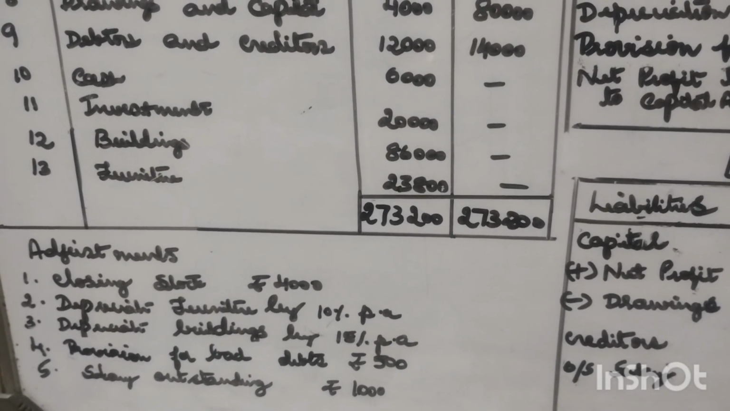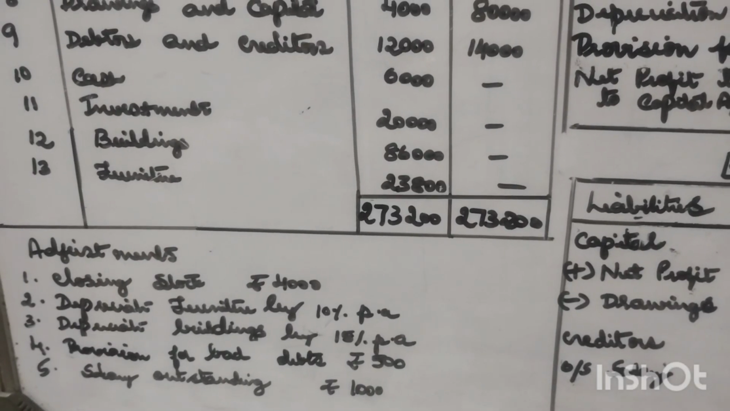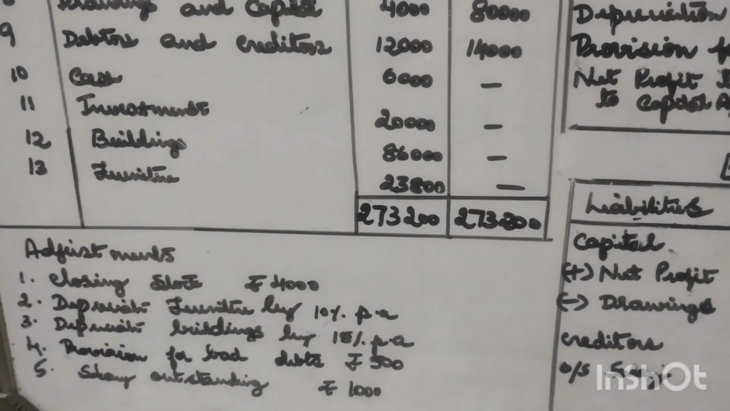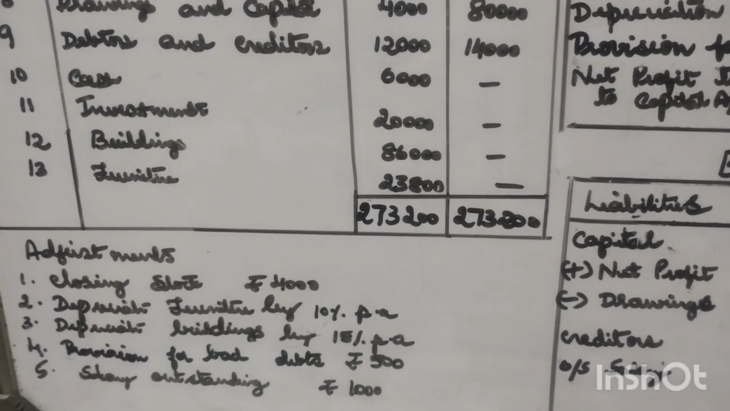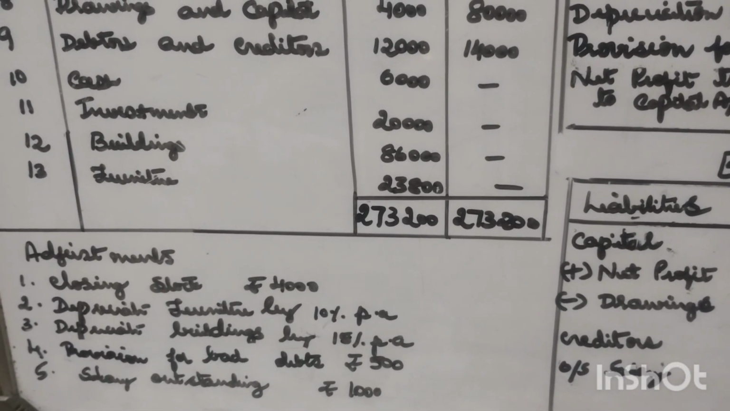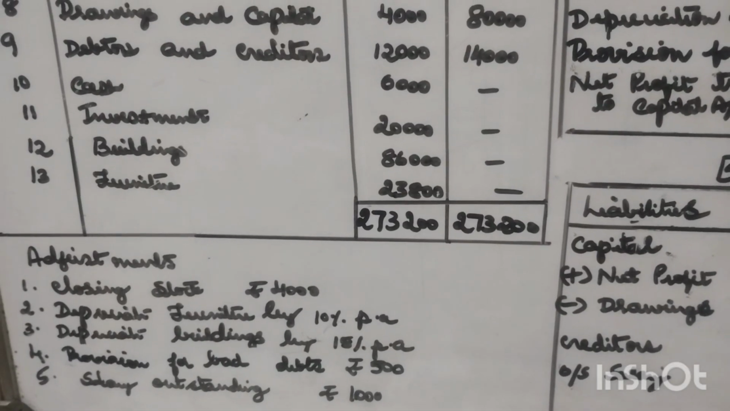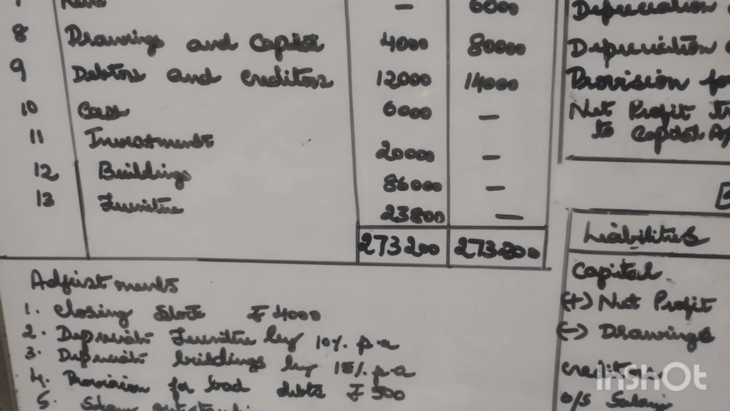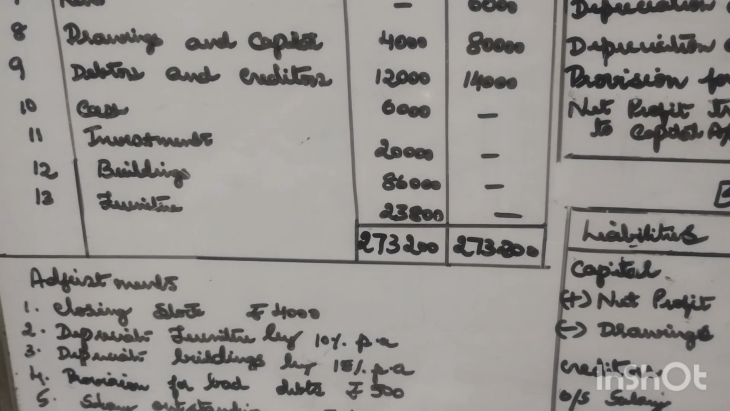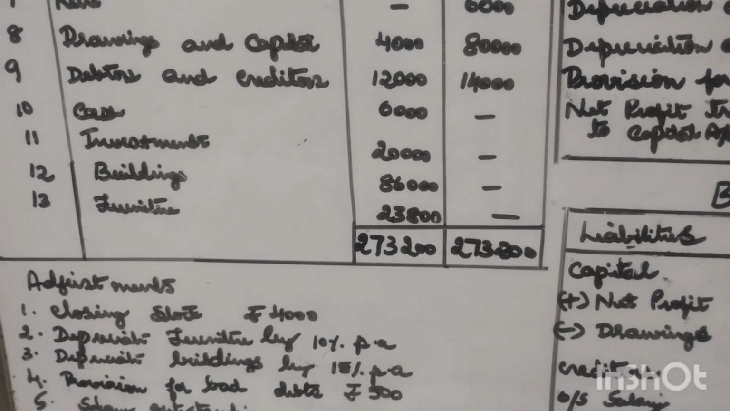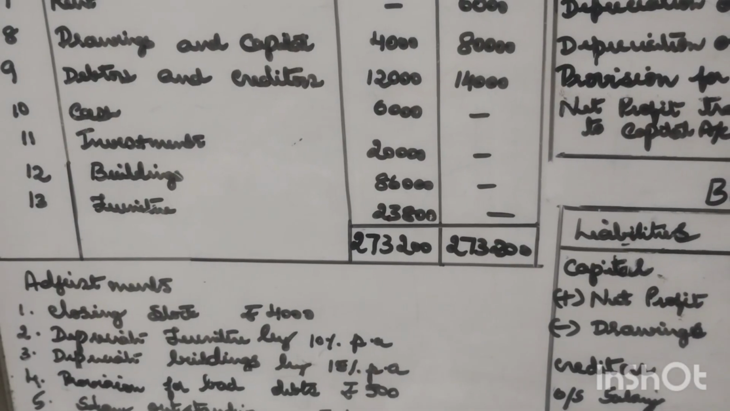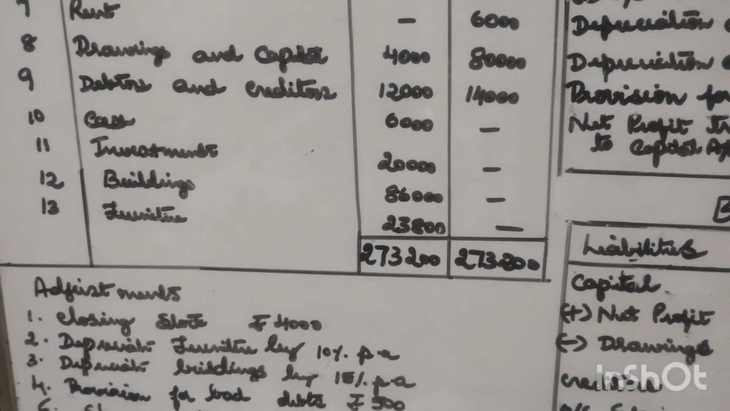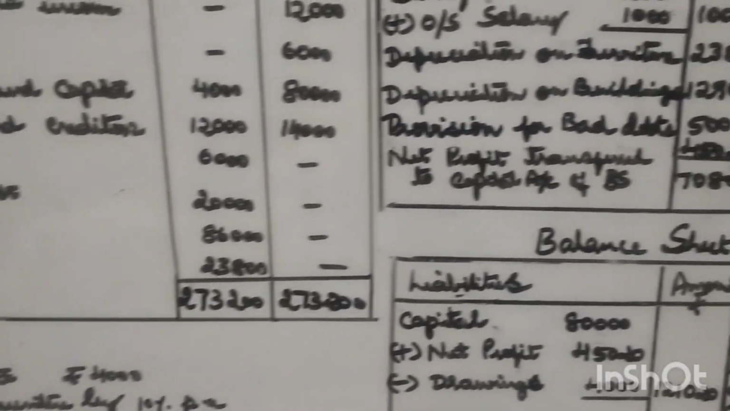Provision for bad debts: one entry on the debit side of the profit and loss account, another entry in the balance sheet. Salary outstanding: the outstanding salary has to be added to the salary amount, and one more entry on the liability side. So these are the entries that have to be made. Trial balance: only one entry, either trading account, profit and loss account or balance sheet. Adjustments: two entries have to be made. Now let's see the solution.